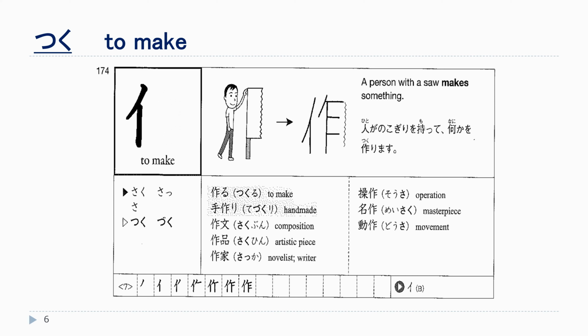Once again, 1, 2, 3, 4, 5, 6, 7. Last time. 1, 2, 3, 4, 5, 6, 7.